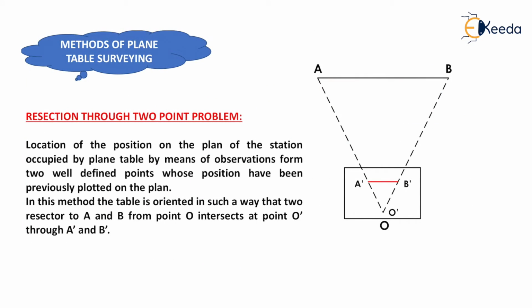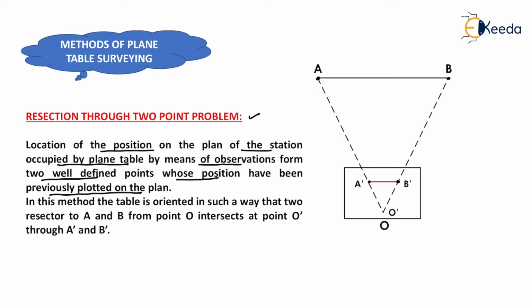Now the next method is the resection through the 2-point problem. It is the location of the position on the plan of the station occupied by the plane table, by means of observation from two well-defined points whose positions have been previously plotted on the plan. Now we easily determine the distance between A and B, and we can plot this distance on our plane table sheet, that is A and B.